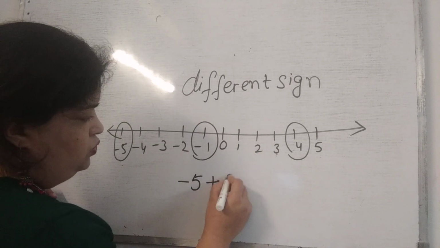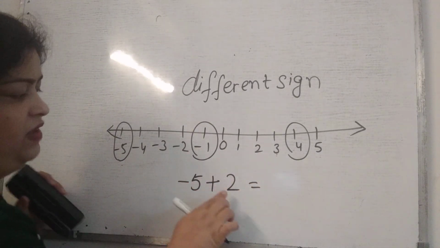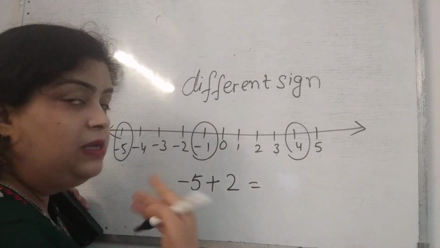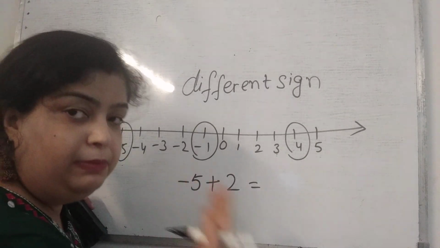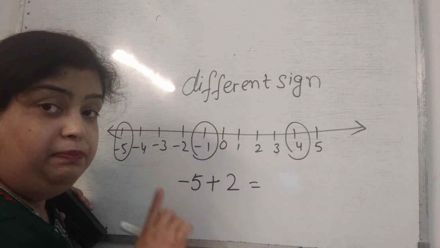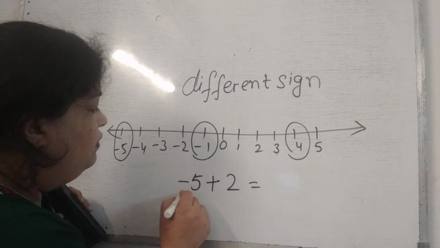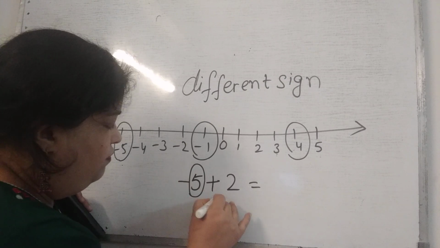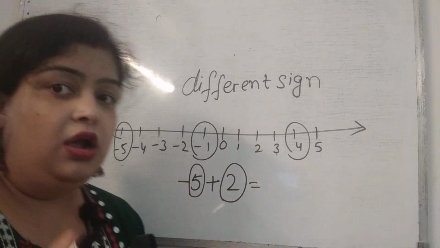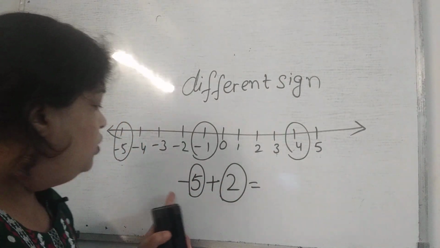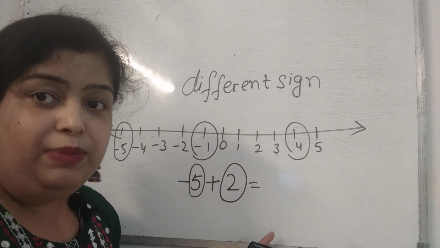Other one is plus 2. One is negative, other one is positive. Then you will subtract them. Again you will subtract them. But the powerful number, without taking the sign into consideration, you will consider that 5 is bigger than 2. So you will take the sign of the bigger number.